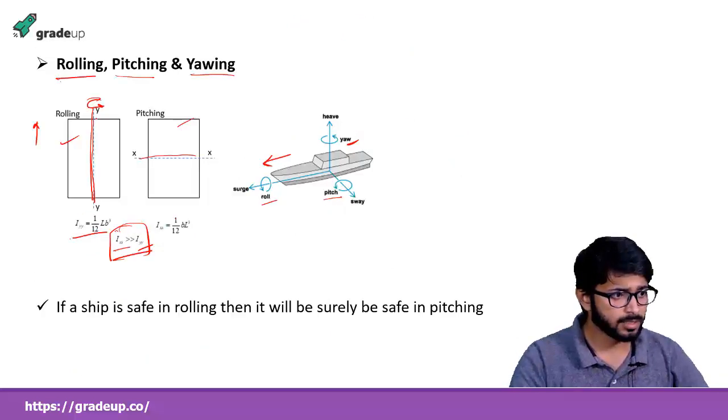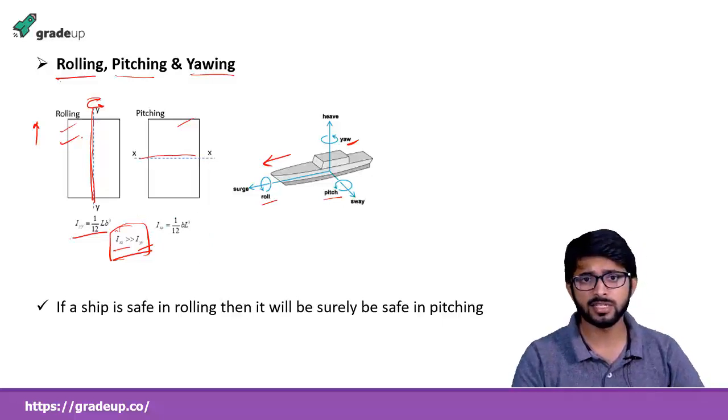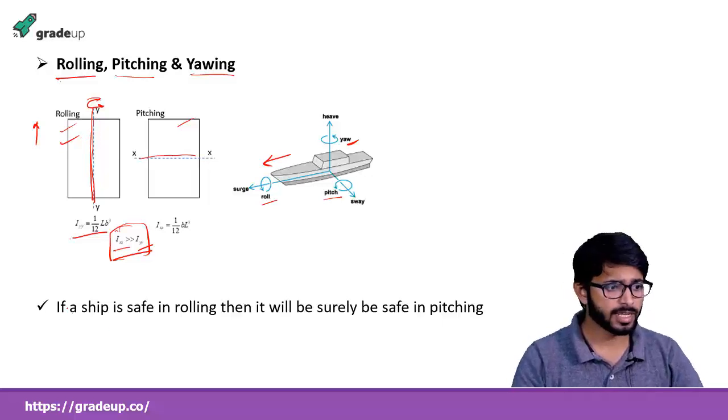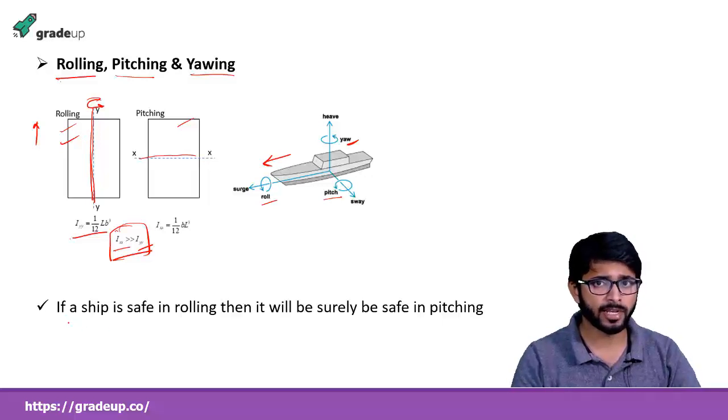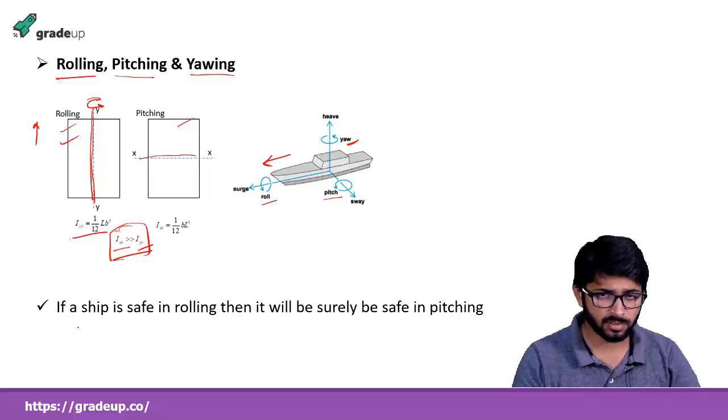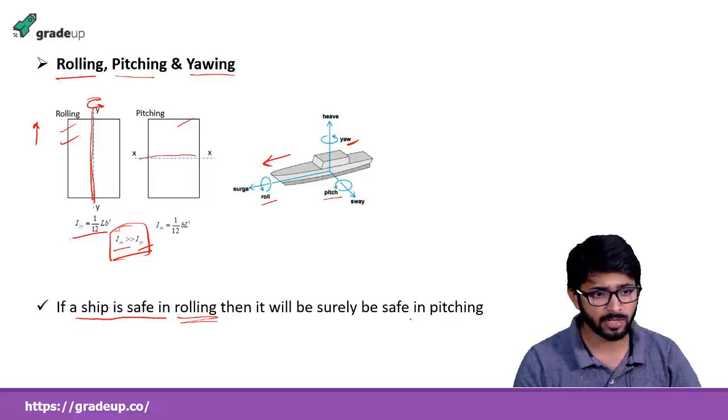So in case of rolling, the oscillation is very severe. That's why we have to design the criteria as per the rolling. If the ship is safe in the rolling condition, then it will surely be safe in case of pitching condition.